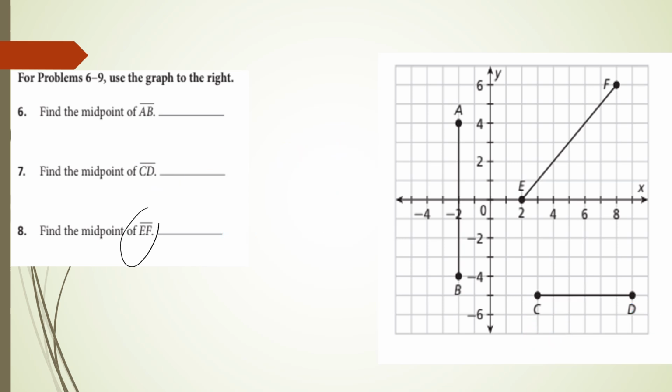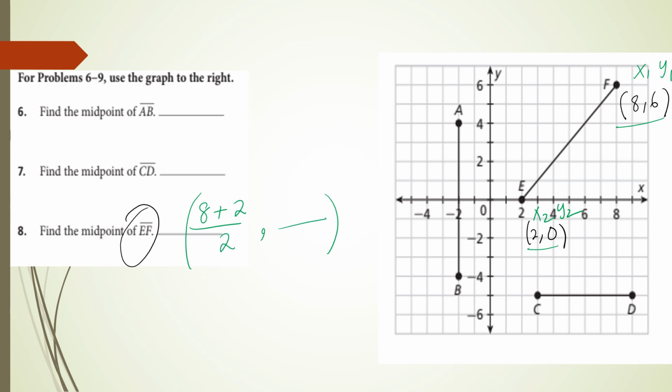Next, find the midpoint of EF. So what are the coordinates of the F? We already found that they are (8, 6). And the coordinates of the E, we already found it is (2, 0). Name any one coordinate as x1 and y1 and the other coordinate as x2 and y2. You can name it as x1, y1 over here and x2, y2 here. Makes no difference. Okay. So now x1 plus x2. So x1 is 8 plus x2 is 2 divided by 2. Y1 is 6 plus y2 is 0 divided by 2.